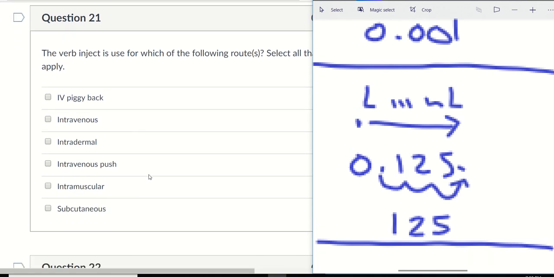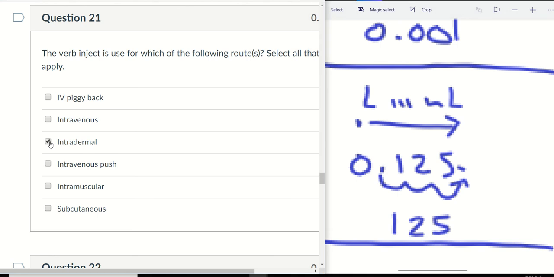21. The verb inject is used for which of the following? Is piggyback inject? No. Is intravenous inject? No. Intradermal, is that in a syringe? Yeah. Intravenous push, is that in a syringe? Yeah, push the plunger. Intramuscular, is that in a syringe? Yes. Under the skin, insulin? Yes. So the only 2 that are infused are piggyback and IV.